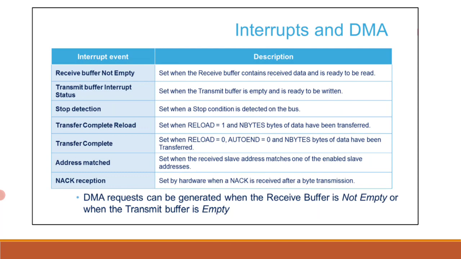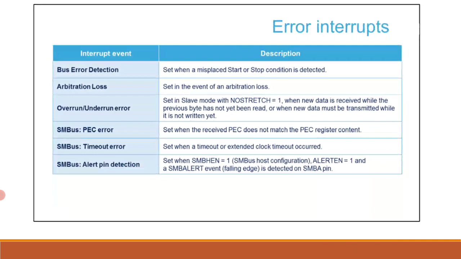Okay, we will see the error interrupt events also. So bus error detection is set when a misplaced start or stop condition is detected. The arbitration loss flag is set in the event of an arbitration loss. An overrun or underrun error flag is set in slave mode with clock stretching disabled when an overrun or an underrun error is detected. In SMBus mode, a PEC error flag is set when the received PEC does not match the calculated PEC register content.